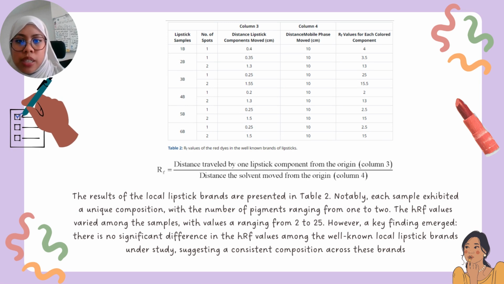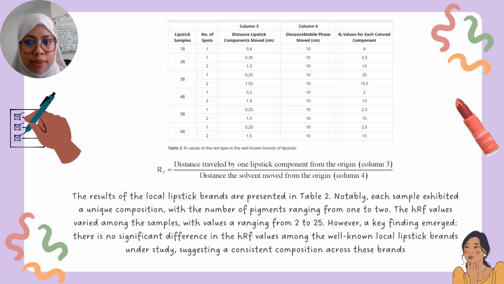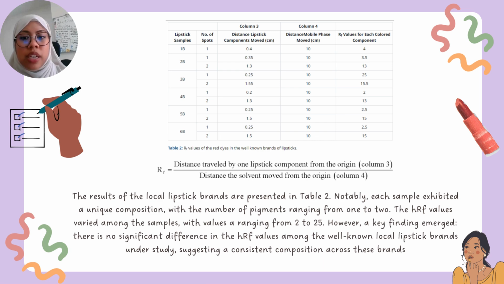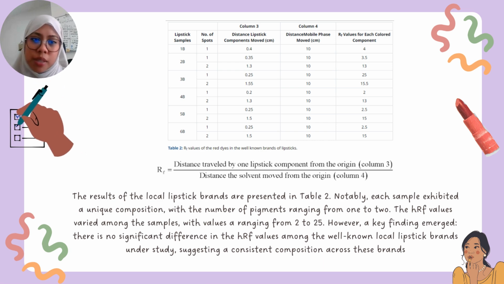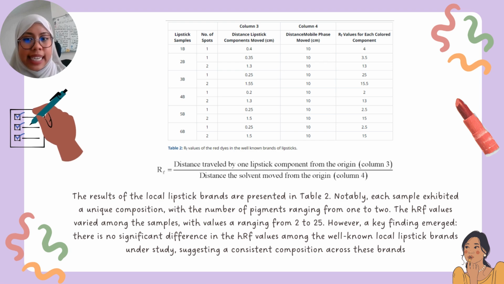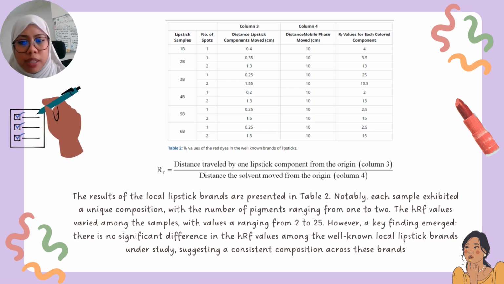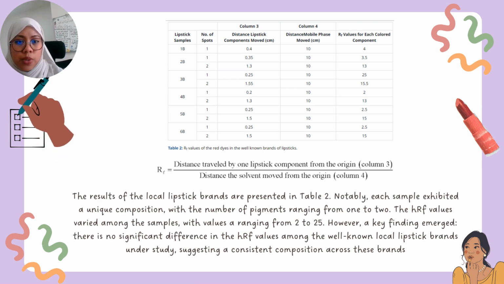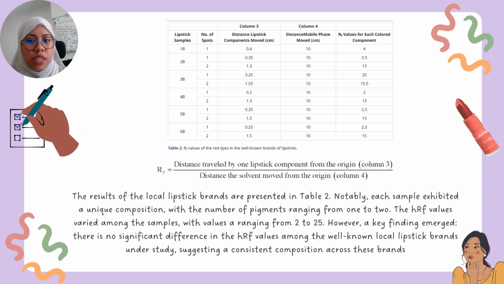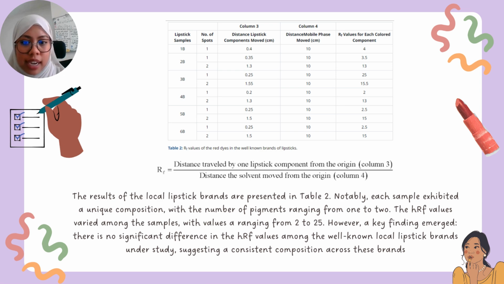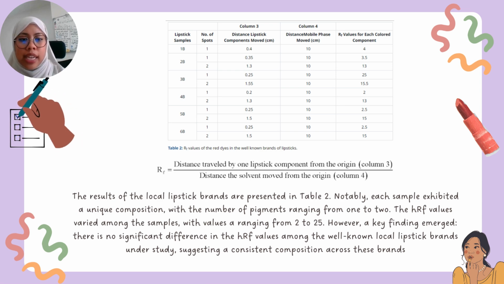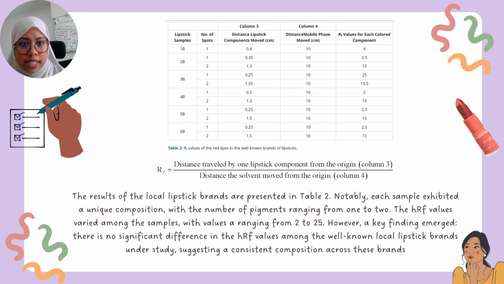Table 2 shows the results of the local lipstick brands. Notably, each sample exhibited a unique composition, with the number of pigments ranging from 1 to 2. The HRF values varied among the samples, with values ranging from 2 to 25. However, a key finding emerged: there is no significant difference in the HRF values among the well-known local lipstick brands under study, suggesting a consistent composition across these brands.